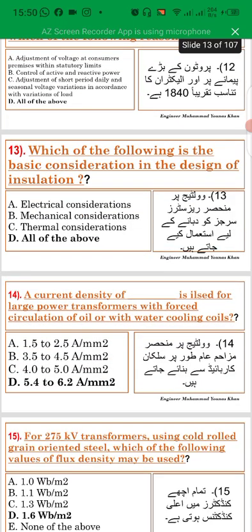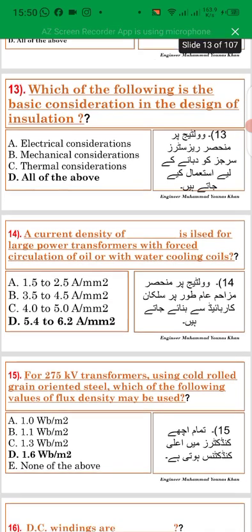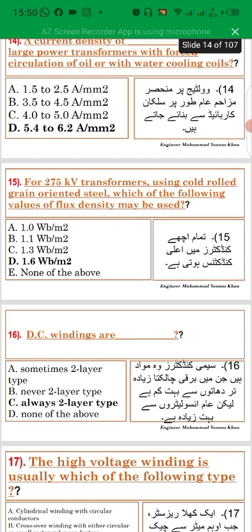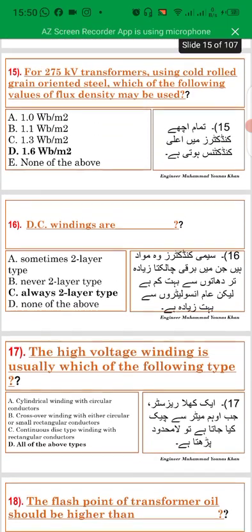Which of the following is the basic consideration in the design of insulation? Electrical consideration, mechanical consideration, thermal considerations. A current density of 5.4 to 6.2 A per mm square is used for large power transformers with forced circulation of oil or with water cooling coils. For a 75 kV transformer using cold rolled grain oriented steel, which of the following values of flux density may be used? 1.6 Wb per m square.